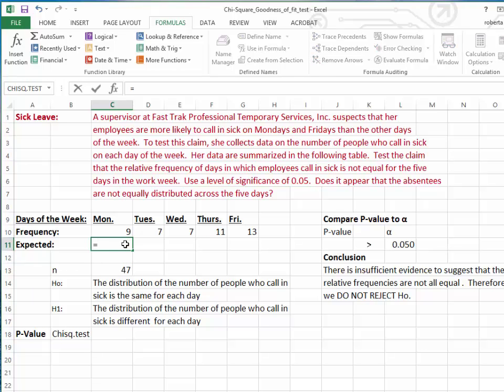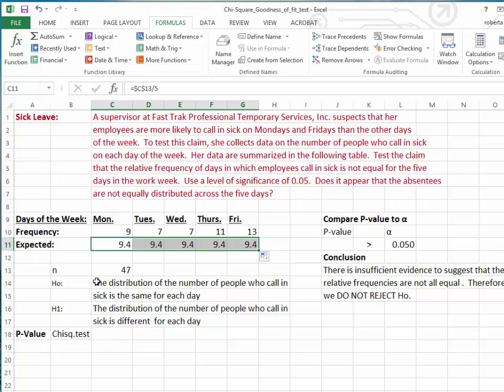Therefore, we're going to take our 47 and make that a fixed cell, and we're going to divide that by the 5 days of the week. We can also make that a fixed cell. And therefore, every number will be approximately the same for each particular day. It's not letting me make it fixed. All right. And then we can just copy this straight across. Since we put in the number 5, we don't have to make it fixed. And we would expect approximately 9.4 people to call in sick. Now, we're not going to get 0.4 of a person, but this tells us that is the number.